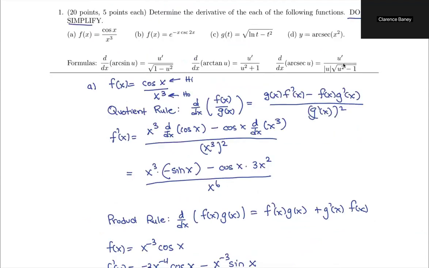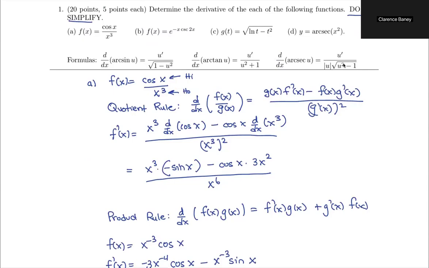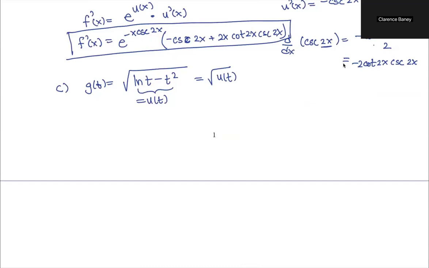The next one was g of t is equal to the square root of natural log minus t squared. So g of t is equal to the square root of the natural log of t minus t squared. And again, we have to use the chain rule here. So I'm going to make this here my inner function. And so this is now equal to the square root of u of t. And I'm going to put on the side of my paper what u of t is in a moment.